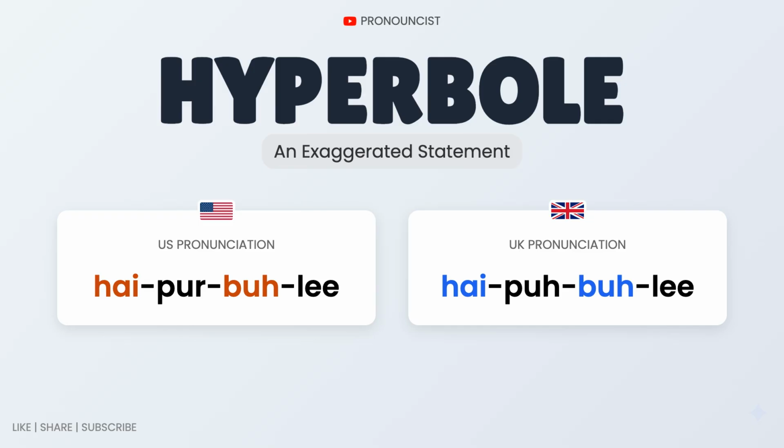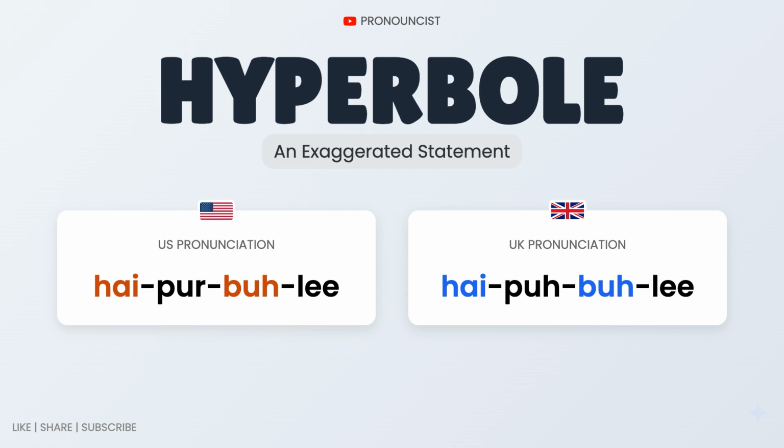Now, read the syllables of British pronunciation shown on the screen naturally. Hyperbole. Hyperbole. US uses per. UK uses p.